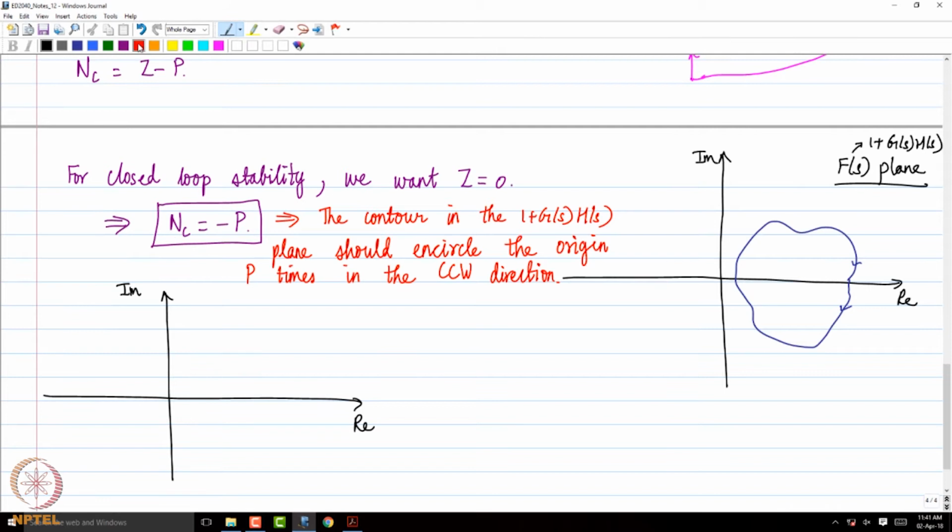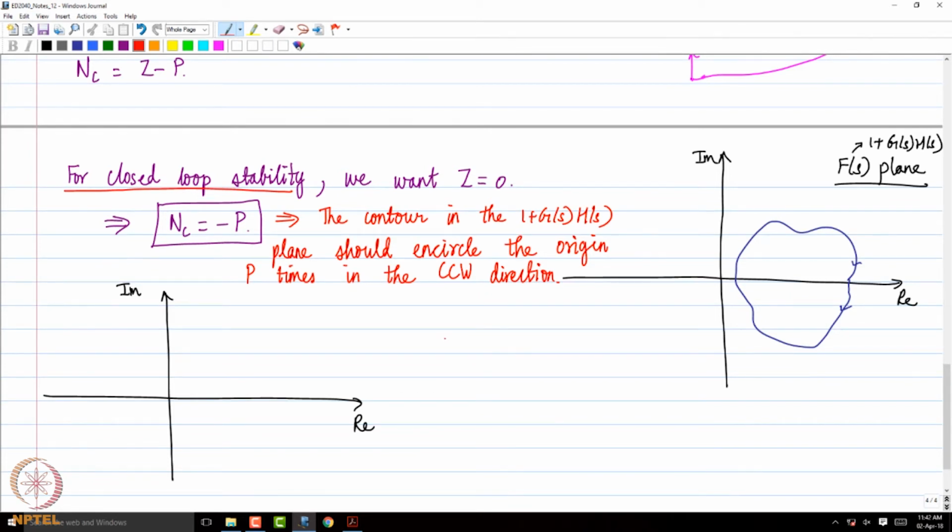So please note, we are talking about closed loop stability. What it means is that for closed loop stability, the contour in the 1 plus G(s)H(s) plane should encircle the origin P times in the counterclockwise direction. That is a condition. If it does not, the closed loop system is unstable. That's what we can conclude, right?